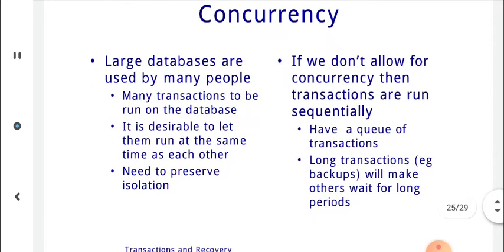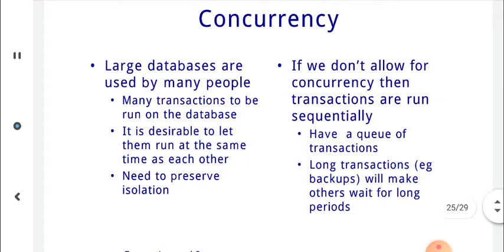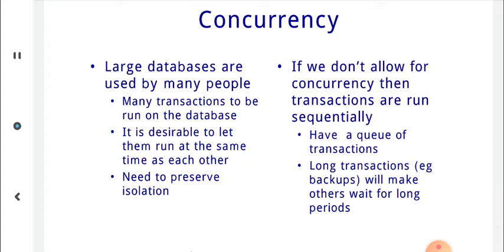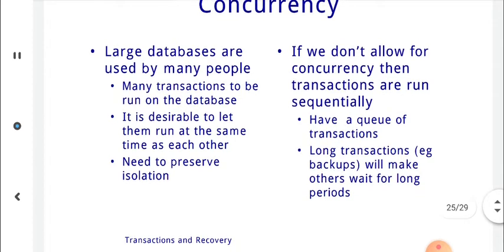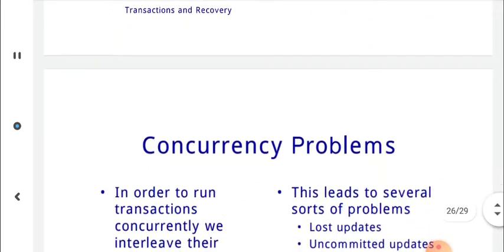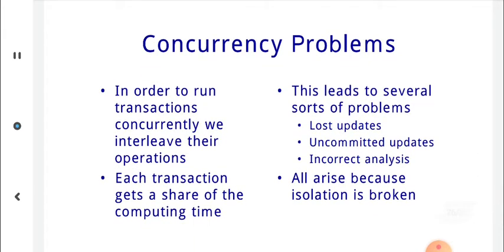Concurrency arises because large databases are used by many people. Many transactions happen at the same time, and it is very important that we make sure every transaction is safe and done consistently. If we do not allow concurrency, then transactions are run sequentially. But with concurrency, you have no other choice because you have to allow it. But what is the problem?